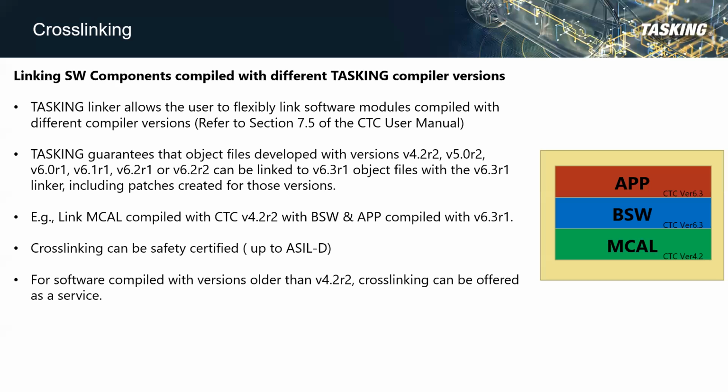Okay. And tasking guarantees that the object files which have been developed with the lower versions like version 4.2 R2, version 5.0 R2, or version 6.0 R1, or version 6.1 R1 can be linked to version 6.3 R1 object files. So consider this example scenario where you have a MCAL which has been developed with CTC version 4.2, and you have an application along with the BSW which has been compiled with version 6.3. So these two can be linked and you can generate a corresponding L file.